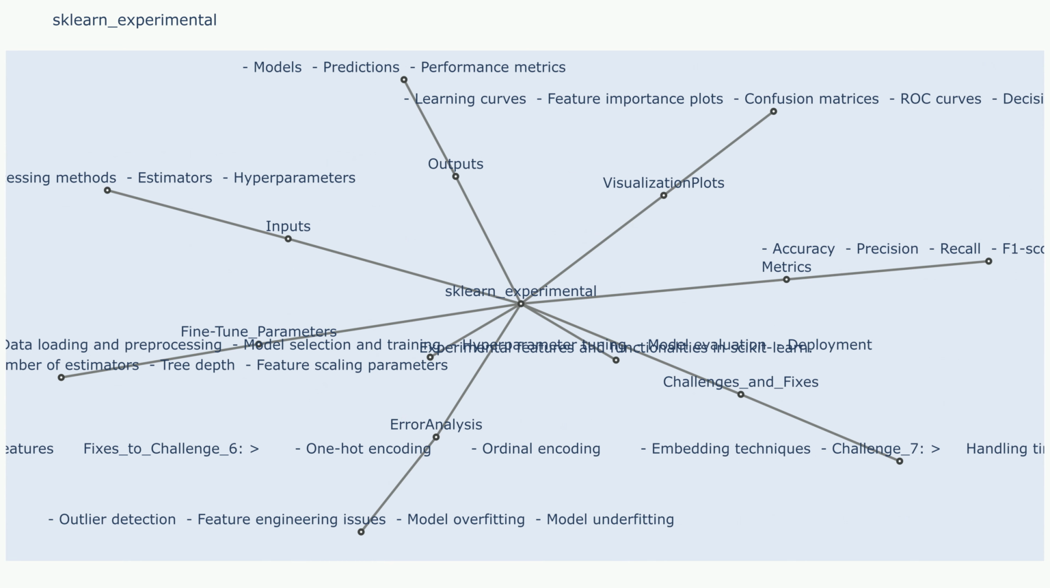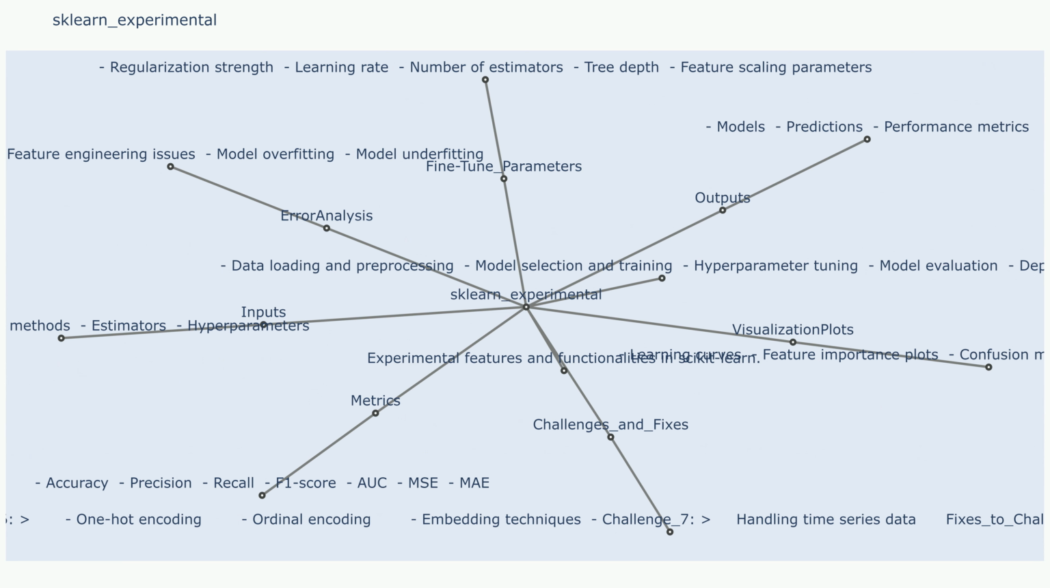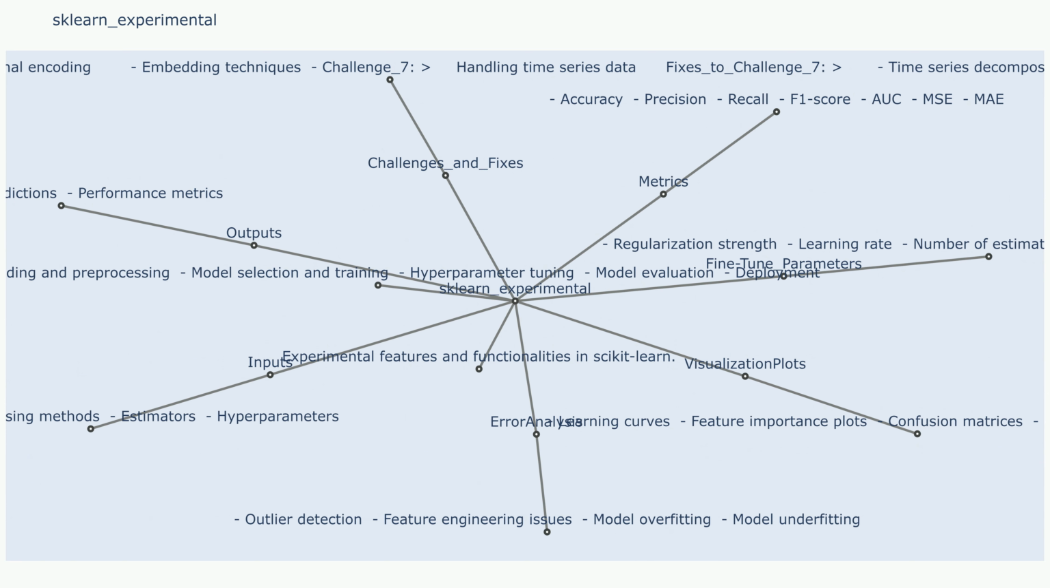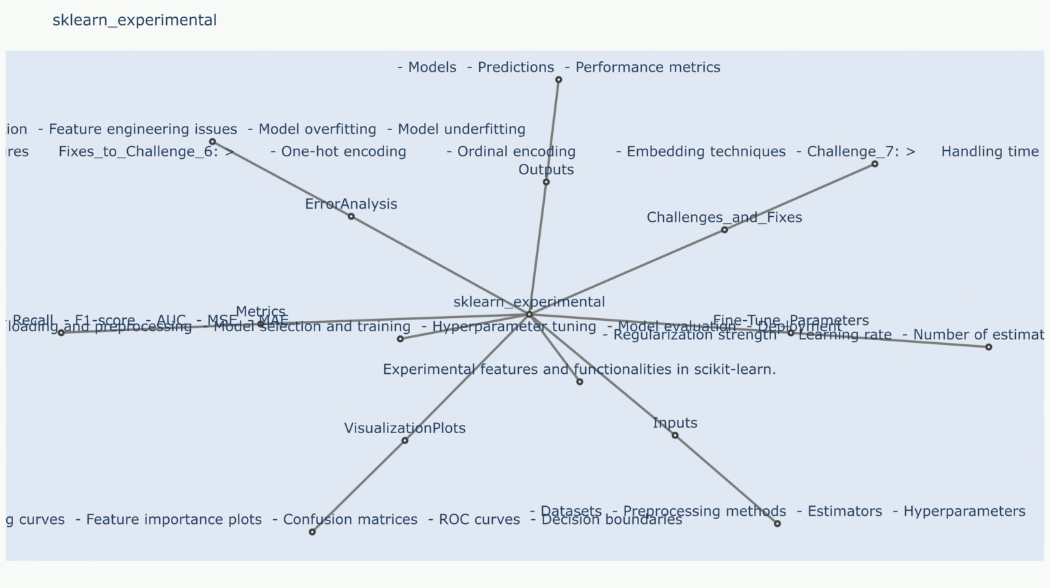The sklearn experimental module may not be as well tested as the stable scikit-learn API and may contain bugs or inconsistencies. For instance, an experimental feature might produce unexpected results or errors for certain data types or model configurations. Report the issue to the scikit-learn developers and consider using alternative methods from the stable API if a reliable solution is not available. Challenge 2.